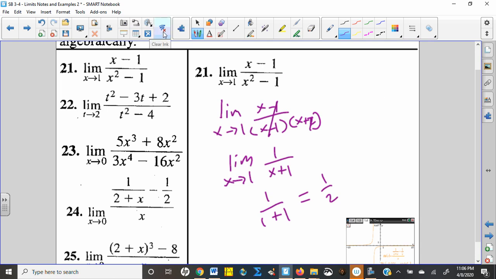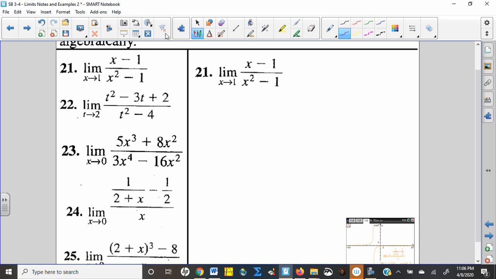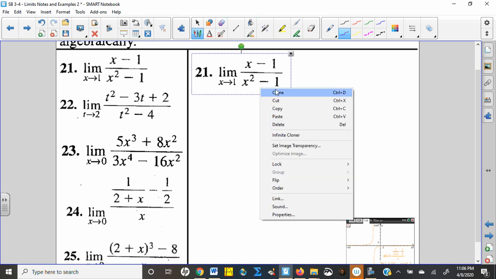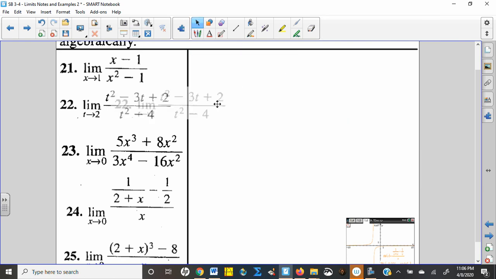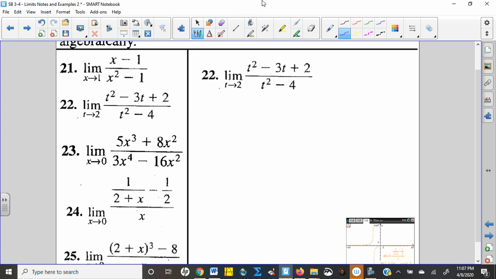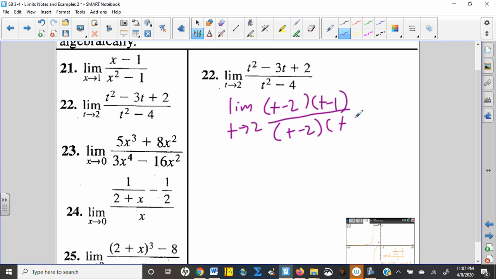Let's pretend all that stuff went away, and let's also pretend that you were more interested in this guy. Well, the top is a trinomial, so we'll factor into binomials: t minus 2, t minus 1. The bottom is a difference of squares: t minus 2, t plus 2.